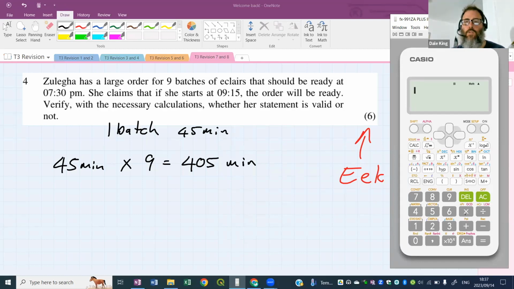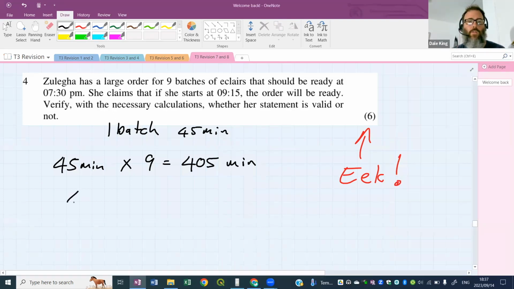Or we could just say, what is 405? How many hours can we get? How many minutes in an hour? Divide by 60. That's 6.75. So dividing by 60 gives me 6.75 hours.